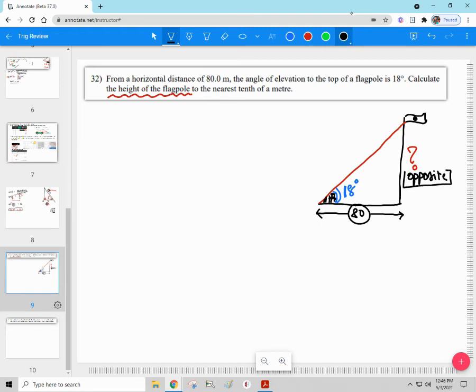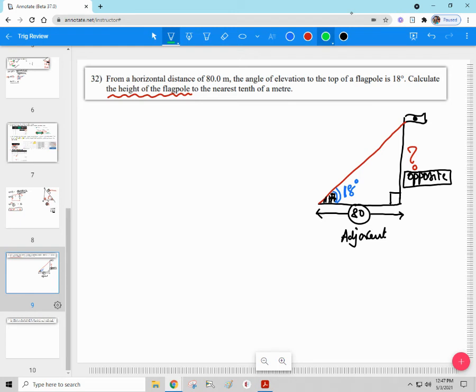And next, what we know is the horizontal value. Please remember the side next to the angle, we call this the adjacent side. Don't forget, there is a difference between adjacent and hypotenuse. What does hypotenuse mean? The side opposite to 90 degrees. The side opposite to 90 degrees, this is the hypotenuse. Therefore, this is going to be the adjacent side.